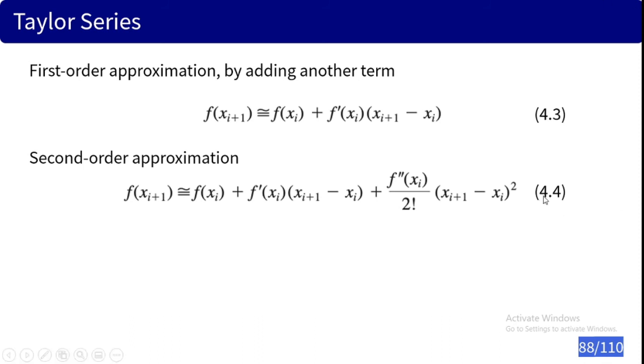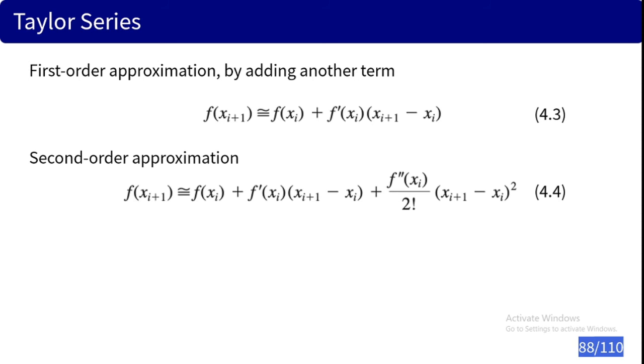Then for second order approximation, take notice na to no. So equation 4.4 nag-add ta og another term sa equation 4.3 for the second order approximation. Sa second order approximation na to is nag-involve na ta og second derivative sa atong function. Then ato ni siyang i-divide sa n factorial. So n factorial in second order is 2 factorial na to, then multiply na ta sa interval na to sa present approximation minus the previous approximation ato siyang square.